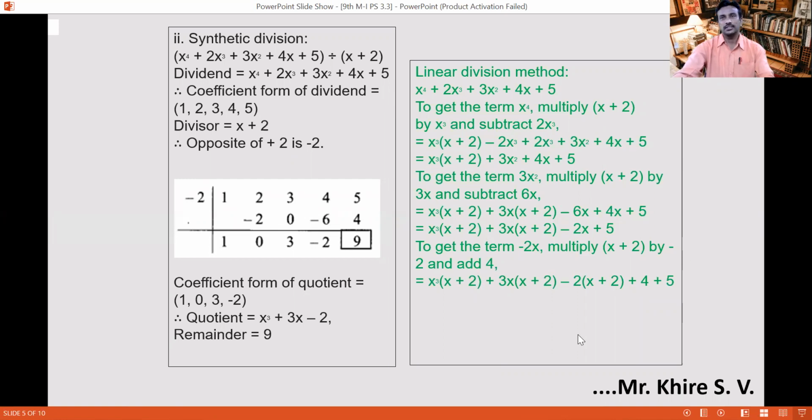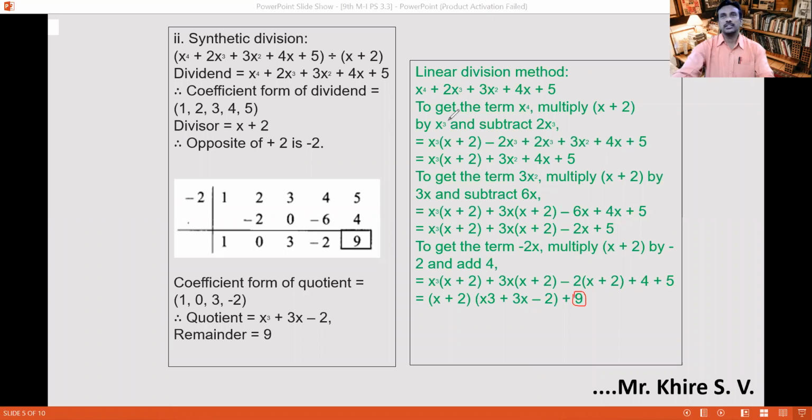5 as it is. Now x plus 2 is a common term in all these 3 terms. In the remaining terms here: x cube plus 3x and minus 2, and plus 4 plus 5 is 9. And 9 doesn't have any variable, therefore this is the remainder. Now x is not there, therefore 9 is the remainder of the division.